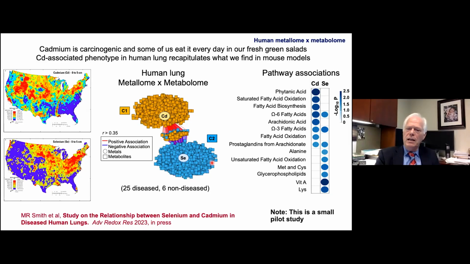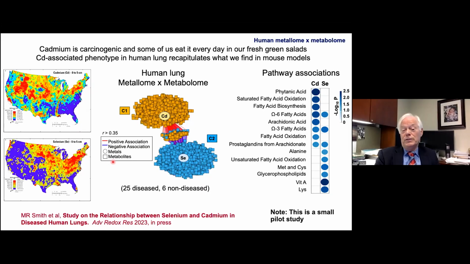We've also done this with a metalome-metabolome interaction structure. This is with cadmium. Cadmium is a carcinogen. Unfortunately, it's high in our fresh green vegetables that we eat in salads. And so we eat some of it every day if we have a fresh salad. And what we found in this human study is that the cadmium-associated phenotype in human lung samples recapitulates what we find in a mouse model where we've dosed the mice with cadmium. And more importantly, in the mouse study, there is a cadmium-selenium antagonism where the essential nutrient selenium protects against cadmium toxicity.